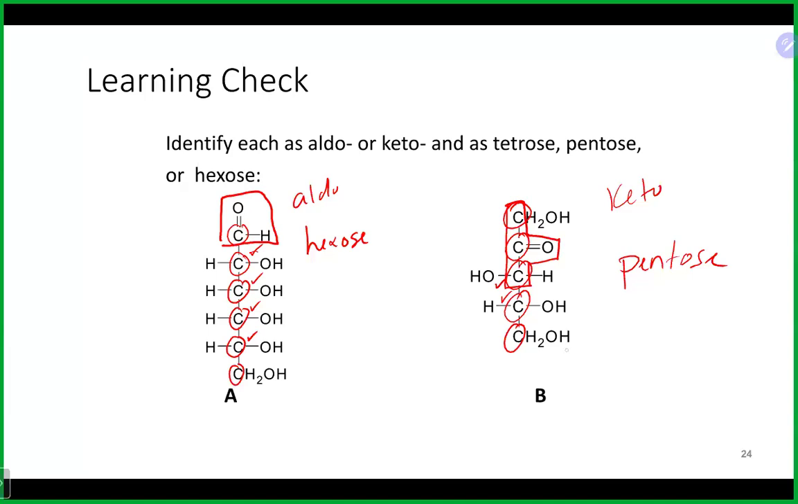They are both D, as we would be looking at the OH here and the OH there on the last chirocarbon. They're both on the right-hand side. Any questions on any of that? All right.